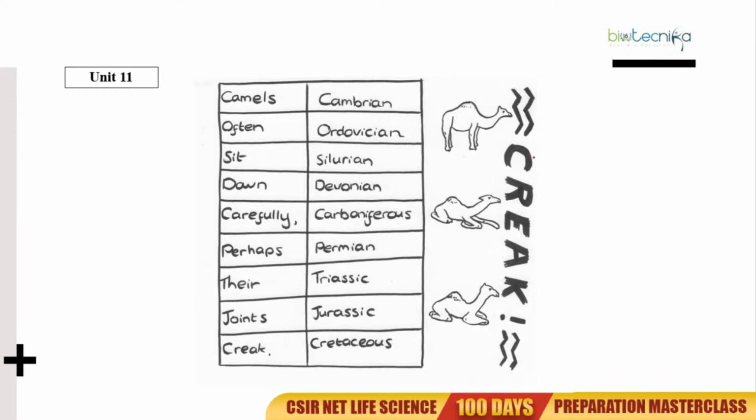You use this word "creak". What does it stand for? Camels often sit down carefully, perhaps their joints creak. So C for Cambrian, O for Ordovician, S for Silurian, D for Devonian, CA for Carboniferous, P for Permian, T for Triassic, J for Jurassic, and C for Cretaceous.